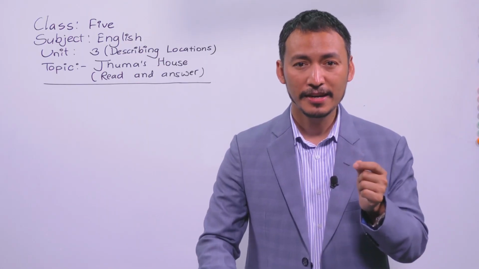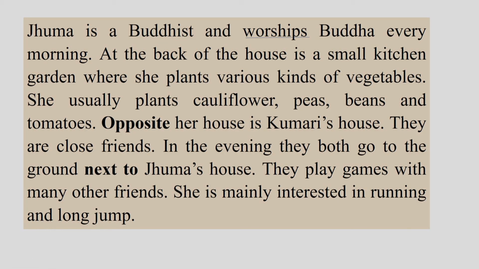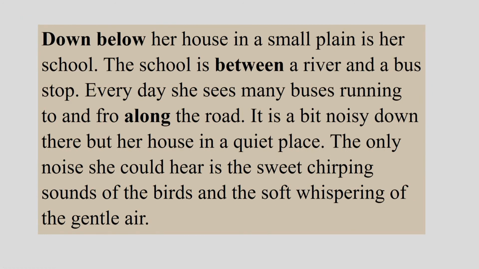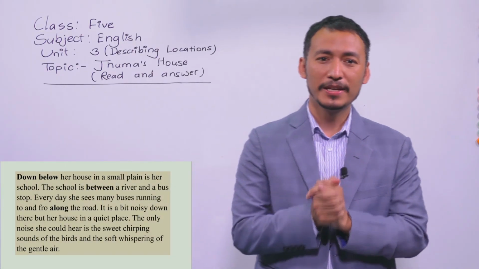Let's see the new words here. What are they? Worship. Okay, this is the only new word I think for you. Others are simply the vegetables and about Jhuma's house. Next, let's see the last paragraph of the story about Jhuma's house.